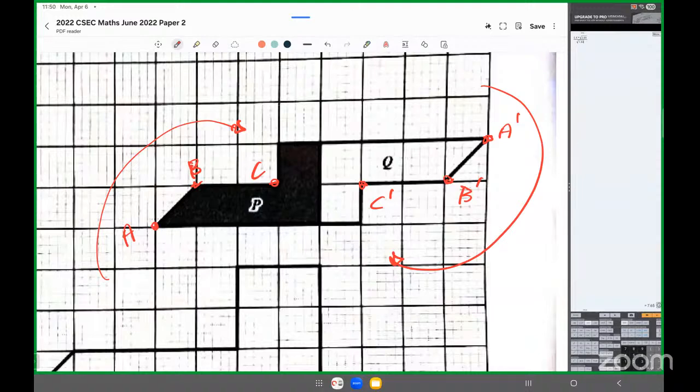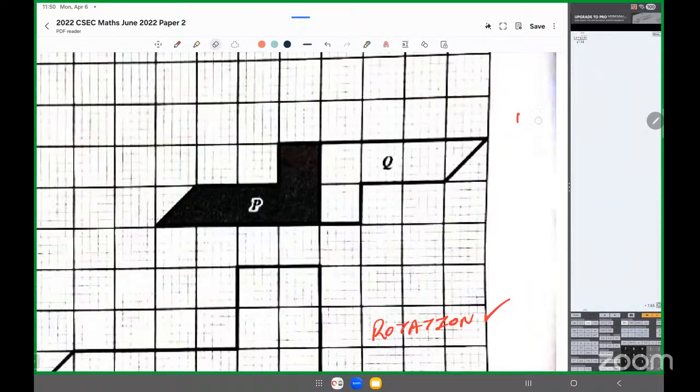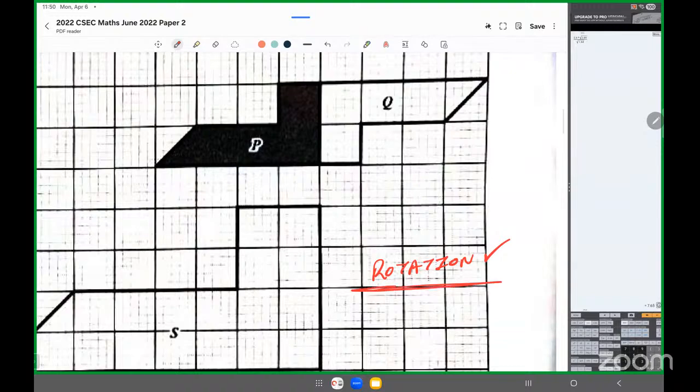So it's not a translation. It's not an enlargement. If it was an enlargement, the size would be different. And it is not a reflection because the orientation did not change. So therefore, it has to be a rotation. But to give the rotation, you have to describe it fully. You're going to have to give the center, the direction, and the angle of the rotation.